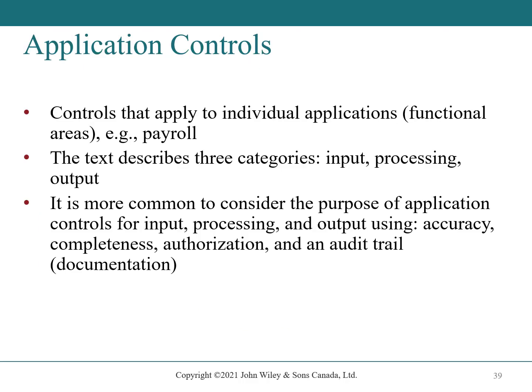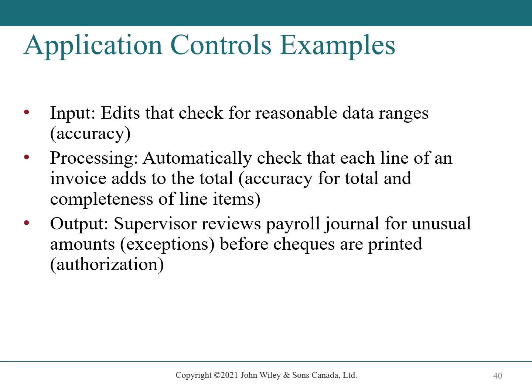Application controls are controls that apply to individual applications, functional areas, for instance, payroll. The text describes 3 categories: input, processing, and output application controls. It is more common to consider the purpose of application controls for input, processing, and output using accuracy, completeness, authorization, and an audit trail or documentation. Some examples of application controls.